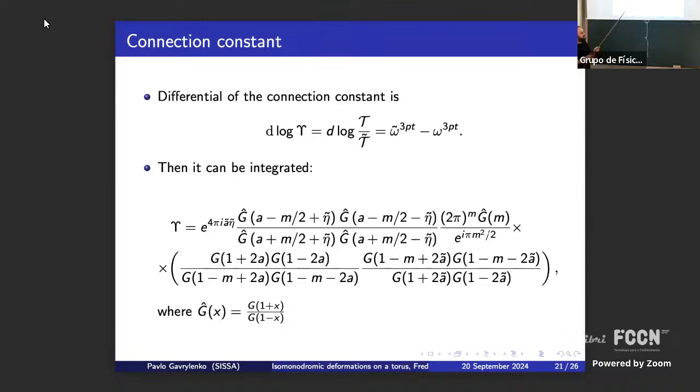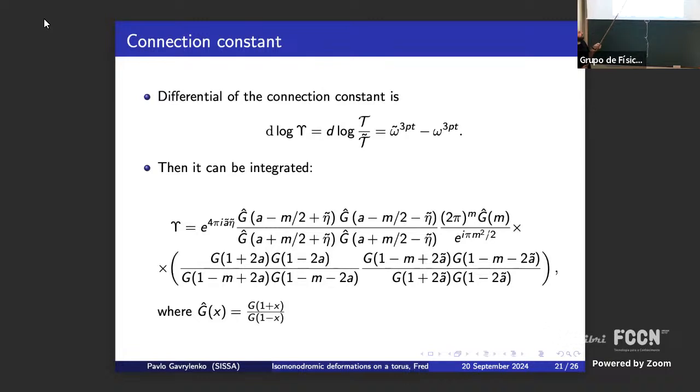And if you just take this ratio and integrate it, you will get an explicit formula for this connection constant, which contains some trivial factor responsible for the normalization of the tau functions. It also has some explicit ratio of Gauss functions, or it can be written in terms of the little divergence.